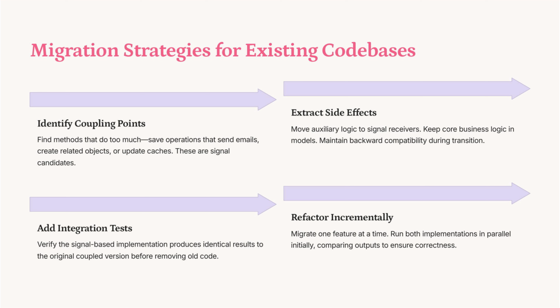Identify coupling points in your codebase, such as methods handling multiple tasks, like saving operations and sending emails. Extract side effects by moving auxiliary logic to signal receivers, keeping core business logic in models. Add integration tests to ensure signal-based implementations match original results. Refactor incrementally, migrating features one at a time while running both implementations in parallel.